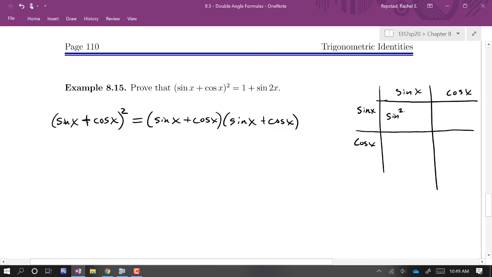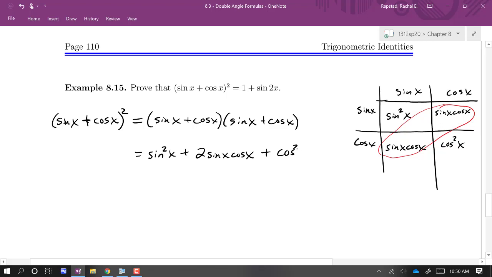So we have sine squared x across the top, and then plus sine x cosine x, and then another sine x cosine x down here, and then cosine squared x. All right. So we have sine squared x plus, now these are like terms here, right? Sine x cosine x, so I've got 2 sine x cosine x, and then plus cosine squared x.